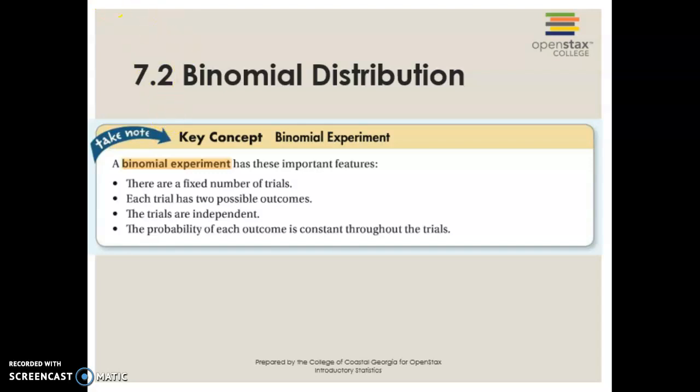Number one, there are a fixed number of trials. Means we do this 20 times or we do it 12 times. It's a fixed number. Each trial has two possible outcomes, either yes or no, heads or tails, something like that. The trials are independent. So just back to the basic stats, one trial has the same probability as the next one. They don't have an effect on each other. The probability of each outcome is constant throughout the trials. Things do not change from time to time.